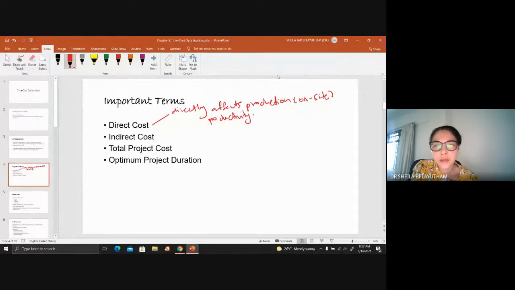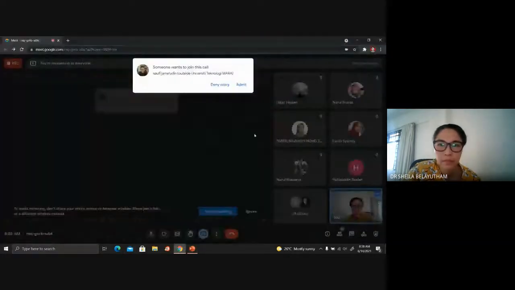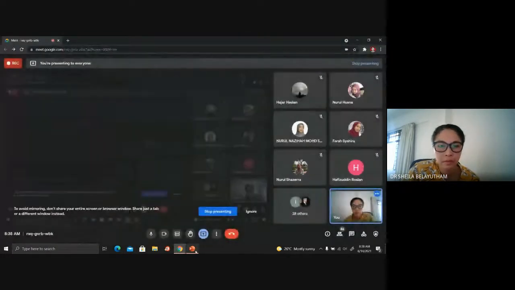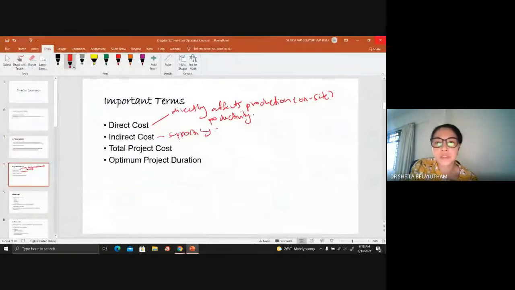Okay, indirect costs are costs that support your production. So not necessarily that if you add indirect costs, you will increase the productivity. No. Okay, so your indirect cost is just the supporting cost. So indirect cost is basically supporting cost.